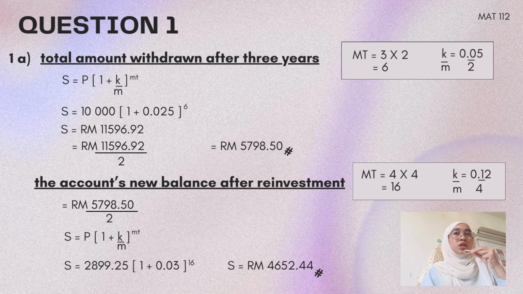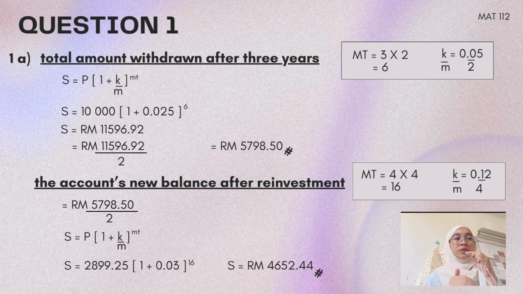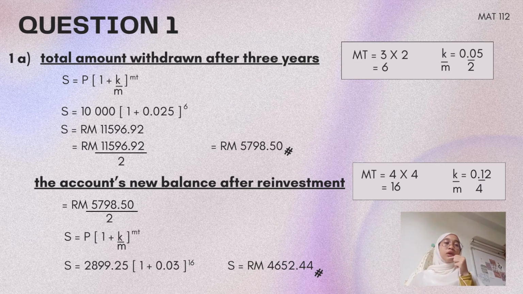We will be using the formula S equal to P bracket 1 plus K over M bracket MT. To find S, the P will be 10,000 ringgit, bracket 1 plus 0.025, bracket 6. To make it easy, we will calculate the number in the bracket first and then multiply it by 10,000, which gives S as 11,596 ringgit 92 cents. This is the amount of investment that Malik had after 3 years. As the question stated, Malik decided to take half of the money that had accumulated, which is why we divide it by 2. After that, we get the answer of 5,798 ringgit 50 cents.